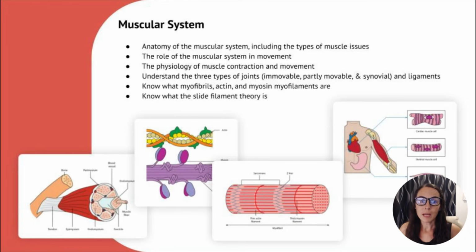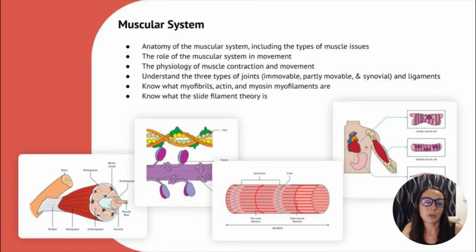So there are three types of muscle tissues that comprise a skeletal muscle that you should be aware of. There's the epimysium, the endomysium, and the perimysium. You want to know the difference between those, and beware of that. You want to know what myofibrils are, and what actin and myosin myofilaments are. So you need to know what the sliding filament theory is and expect a possible question on that.